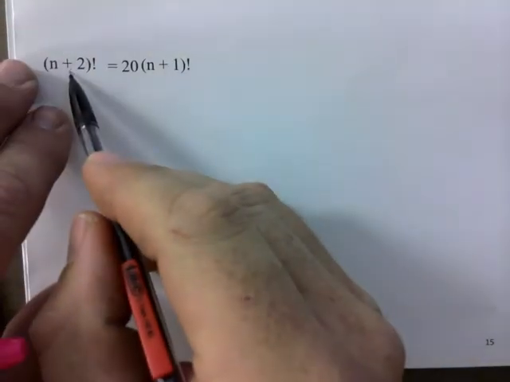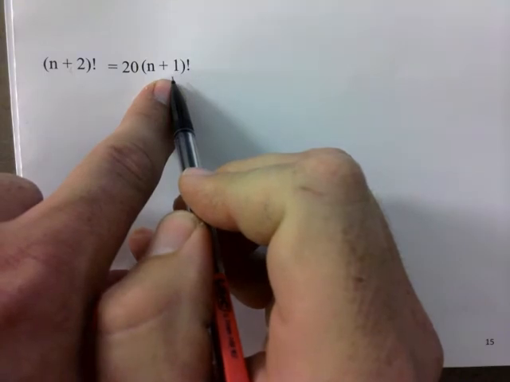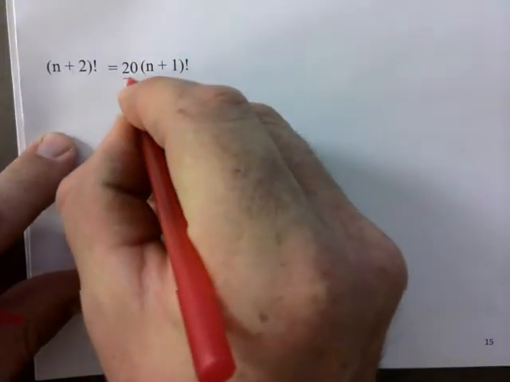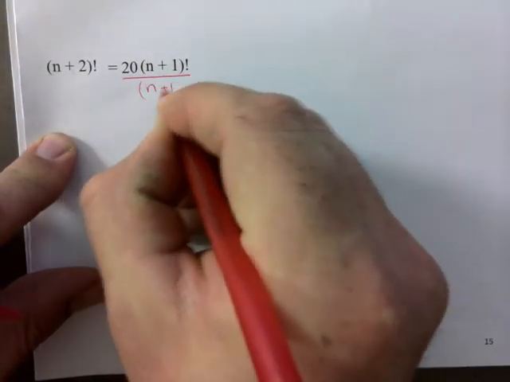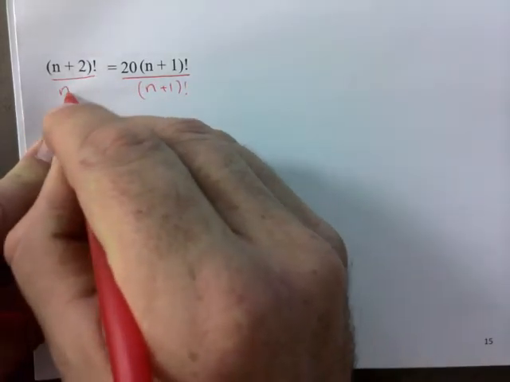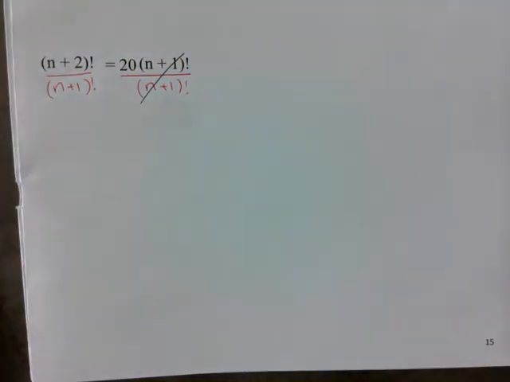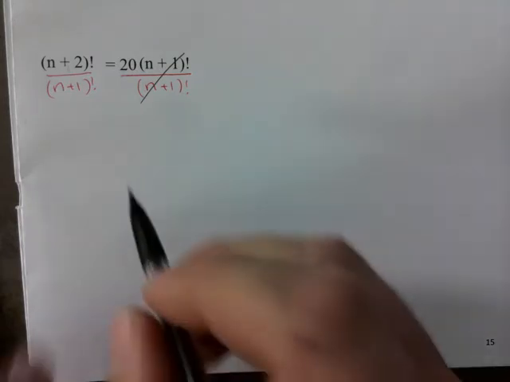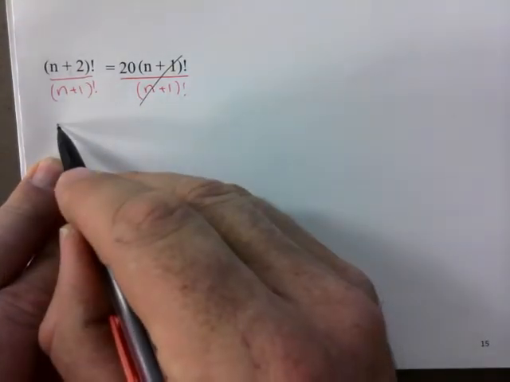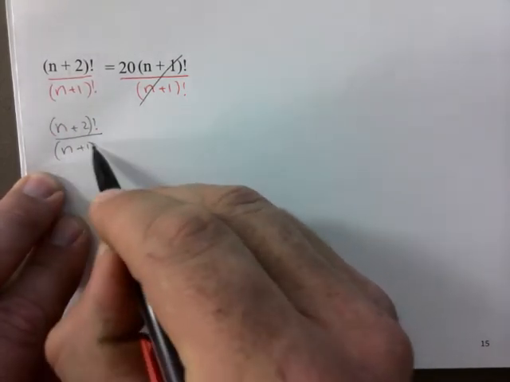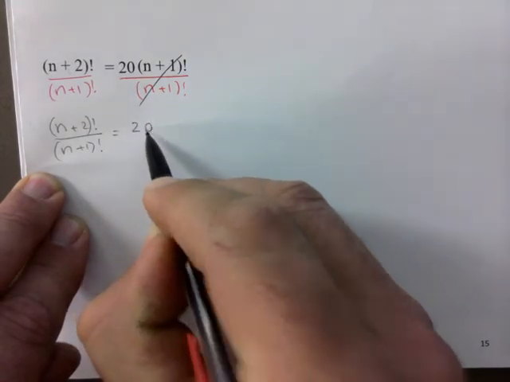Usually, you have all the factorials on one side and a number on the other side. So what you do here is this. I'm going to use red here real quick. You go n plus 1, you divide both sides by n plus 1 factorial, and that gets rid of this. And then you end up with n plus 2 factorial over n plus 1 factorial. And on the other side, you're left with 20, correct?